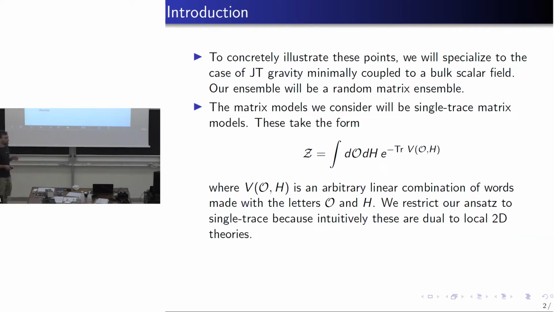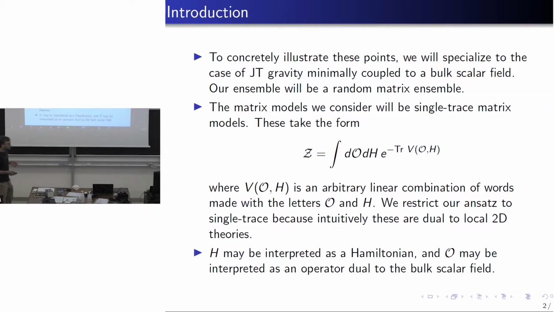And we're restricting our ansatz to single trace because this will be enough to reproduce the correlators of interest in this model. And also because intuitively having a single trace means that, in the connection to 2D gravity, the 2D gravity theory is local. And we want our gravitational path integral to reproduce a local theory. Furthermore, we want H to be interpreted as a Hamiltonian of some disorder averaged quantum mechanics. And we want O to be interpreted as an operator that's dual to the bulk scalar field that you got from the extrapolate dictionary.